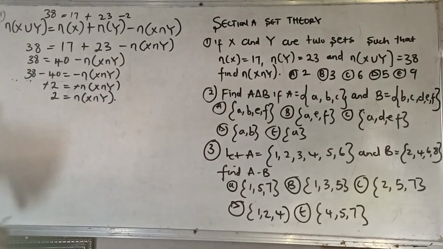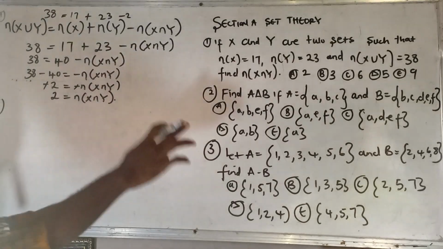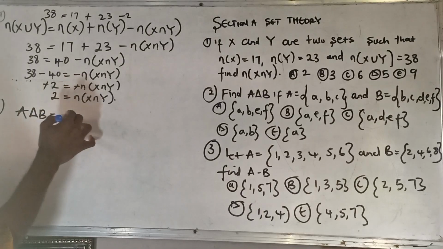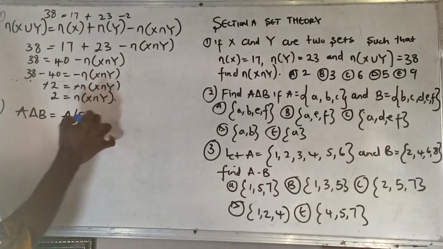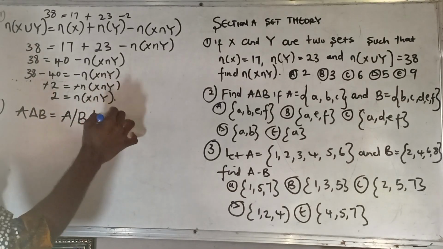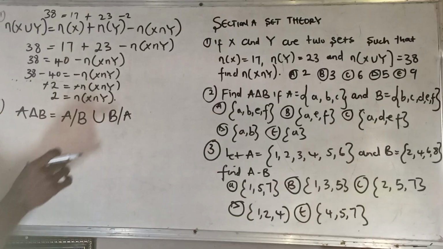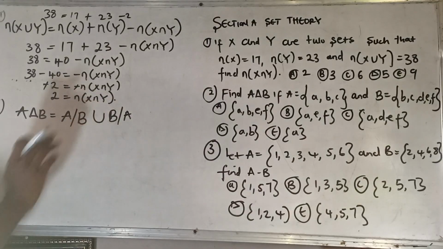That is question number 1. Let's move to question number 2. Just note that A symmetric difference B is the formula: A divided by B union B divided by A. This symbol represents this in mathematics. So let me clarify this. I'm going to solve it bit by bit.